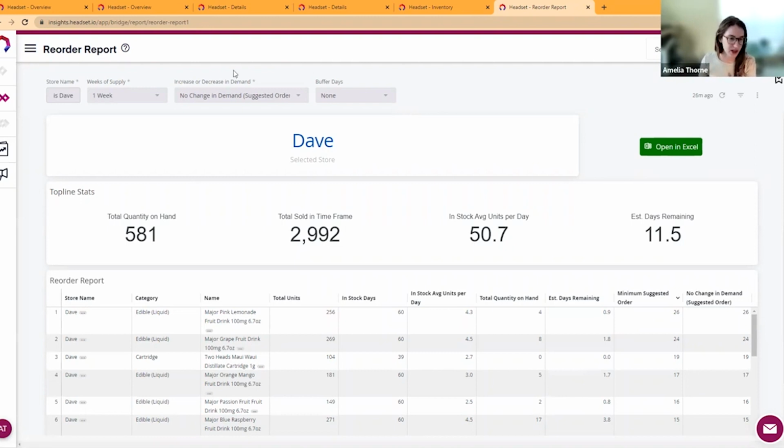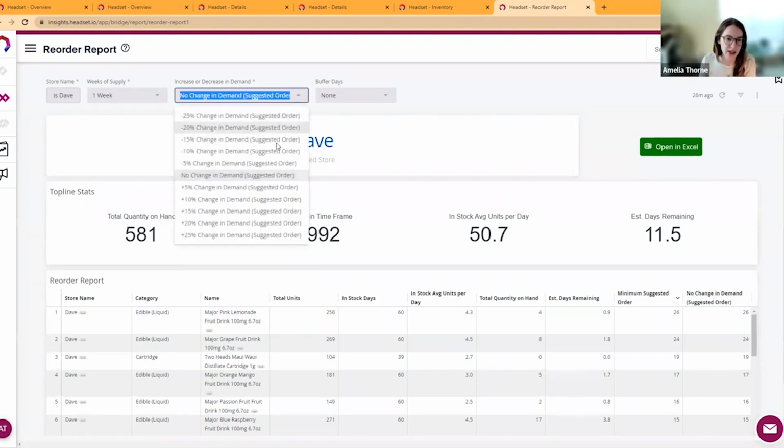So with this reorder report, I'm going to look at the Dave store. I'm going to look at 1 week of supply. I'm not going to add any increase or decrease in demand here, but if there was a holiday coming up and you knew that on average, Halloween, for example, has usually a 5% increase in pre-rolls, you can add in this increase in demand.